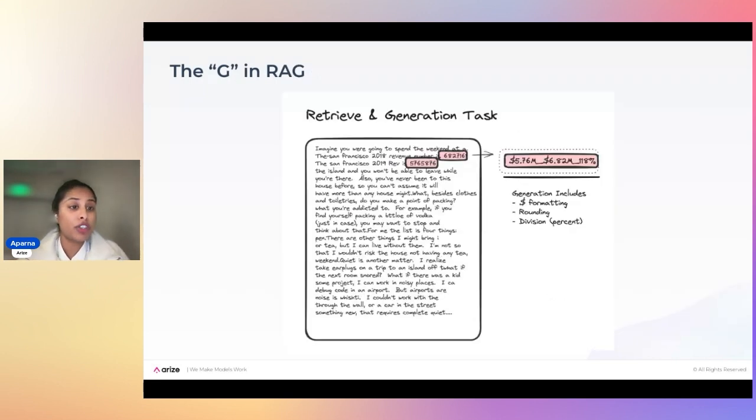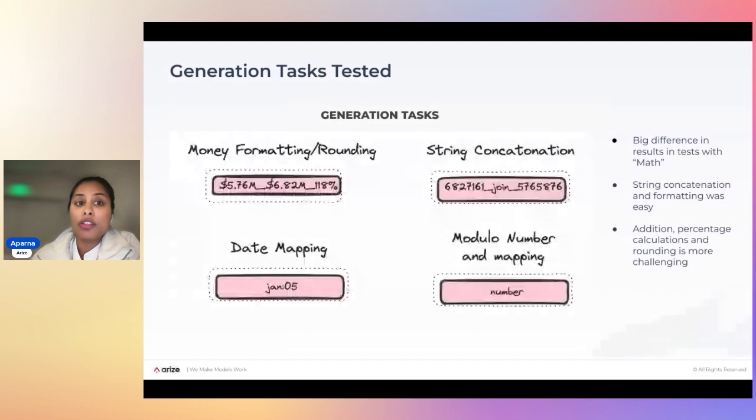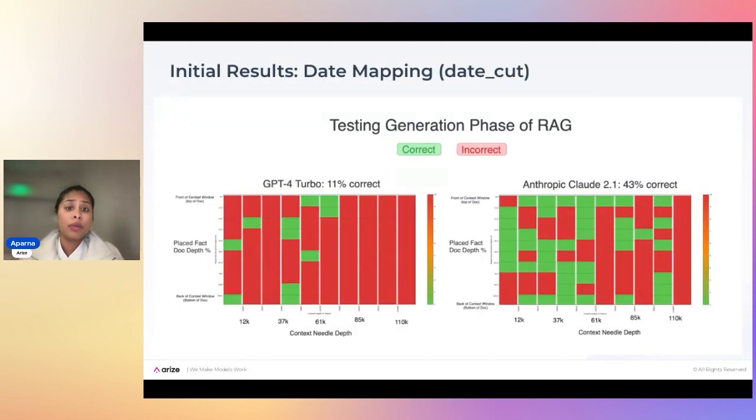We did another one, which is focused around retrieval, but this time also generation. So after you retrieve the fact, could you do things like generation on top of it? Could you round the numbers? Could you concat them? Simple date mappings or modulo numbers. And we tested this again on a couple different models, GPT-4 Turbo versus Anthropic Claude.